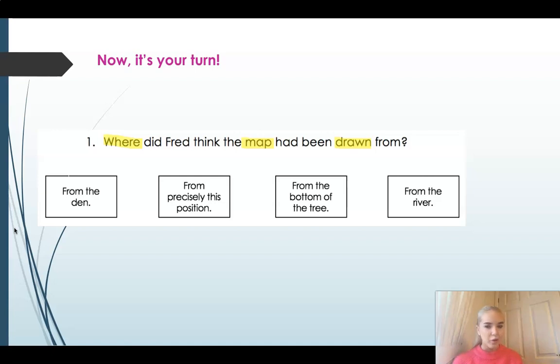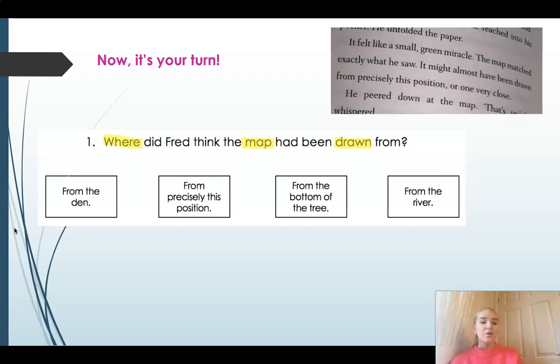So those are our 3 key words. Now we can start to think, well, where did Fred think the map had been drawn from? From the den, from precisely this position, from the bottom of the tree, and from the river. Now, do any of these answers seem like it couldn't be them? Not really. So any of these answers could be correct. So sometimes when we are looking at the answers available, we can't remove any of them. So we have to go with all 4 of them and just have to find the answer in the text.